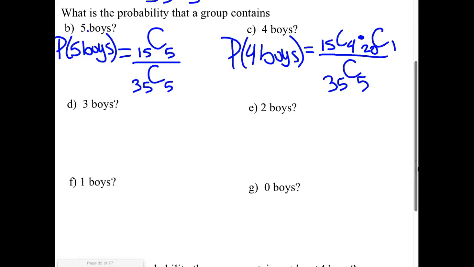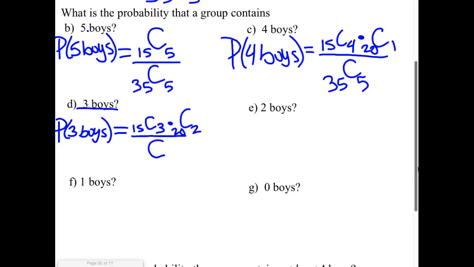Our next problem, this time I want to have 3 boys. Keep in mind, if I have 3 boys, that means I have to have 2 girls. So on top, I have 15 boys, and I'm picking 3. That means I have 20 girls, and I'm picking 2 of them. And reminder, on the bottom, we're putting our grand total.